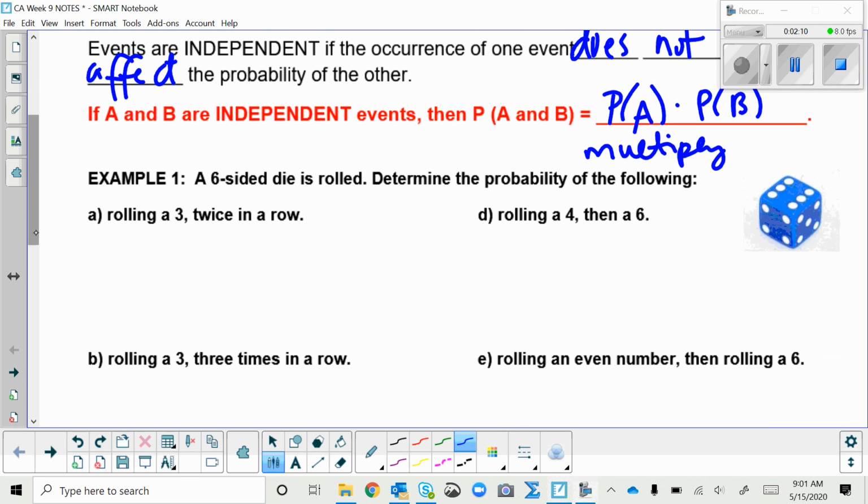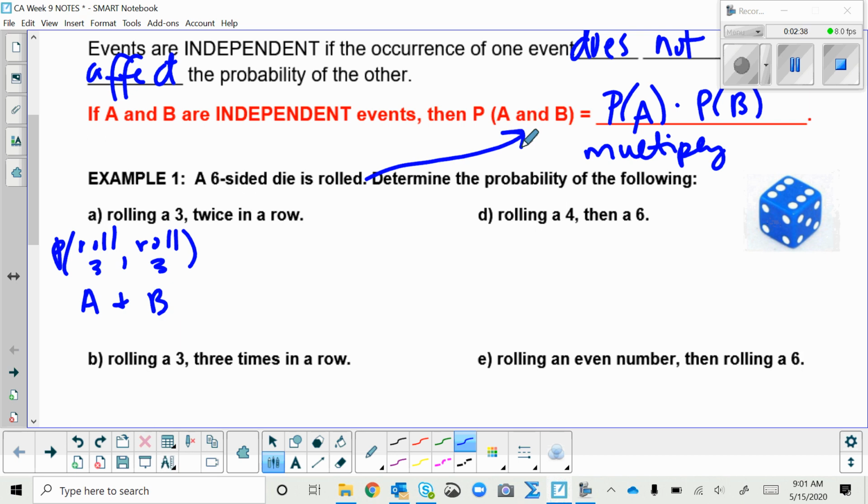So we have this first example. A six-sided die is rolled. Determine the probability of the following. What's the probability that you roll a 3 two times in a row? So we're asking for the probability that you roll a 3 once, and then you roll a 3 again. There's your A and B from this notation. You're just going to find the probability that you roll a 3 once and multiply it by the probability that you roll a 3 the second time.